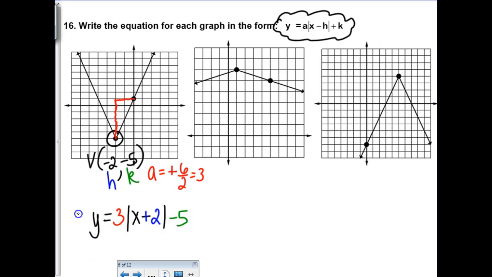Now these are kind of cool if you want to check. You can just graph this on your calculator, what you came up with, and compare it to what it was supposed to look like and make sure that it matches essentially.